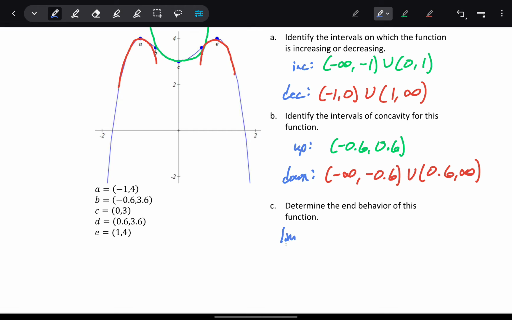Then looking at the end behavior, in both directions, our function is headed to negative infinity. So the limit as x approaches infinity of h of x will be negative infinity, which will be equal to the limit as x approaches negative infinity of h of x.